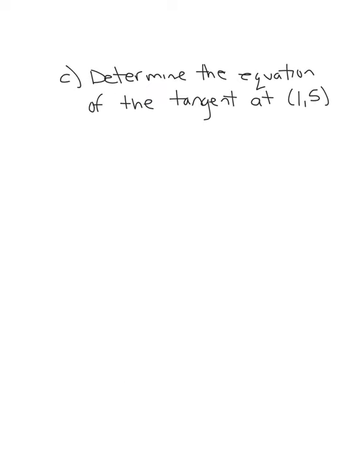All right, so part C: determine the equation of the tangent at the point (1, 5). Now, we already figured out the derivative, so we know the equation of the tangent line. We just need to figure out that equation at the point (1, 5). So here I have m equals negative 2x plus 6. That was just my derivative. I'm going to plug in this x value of 1 to figure out what the slope is at that point. m equals negative 2 times 1 plus 6, m equals 4.